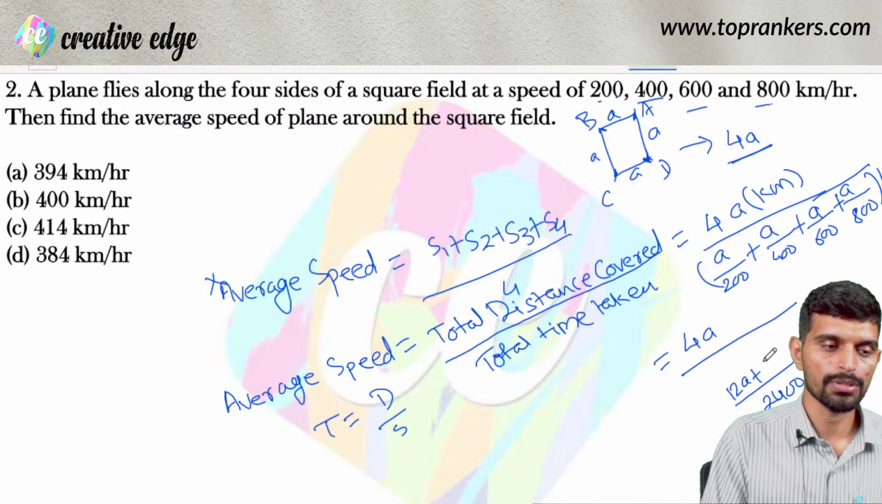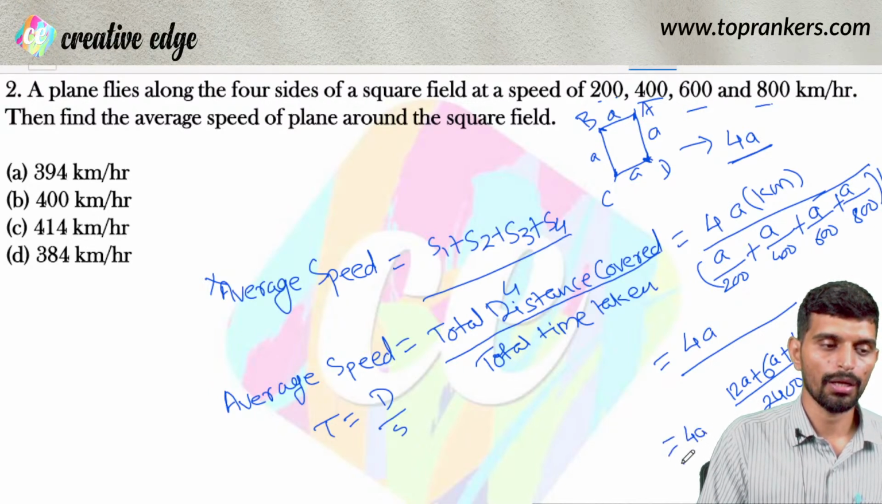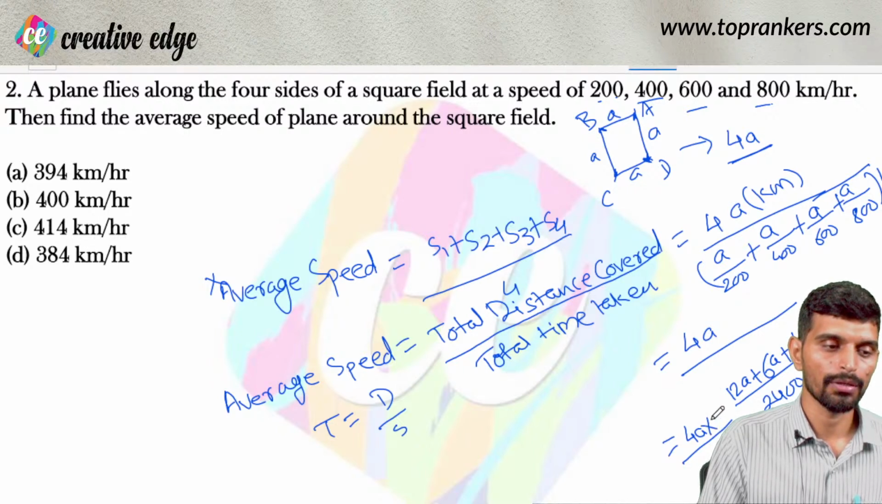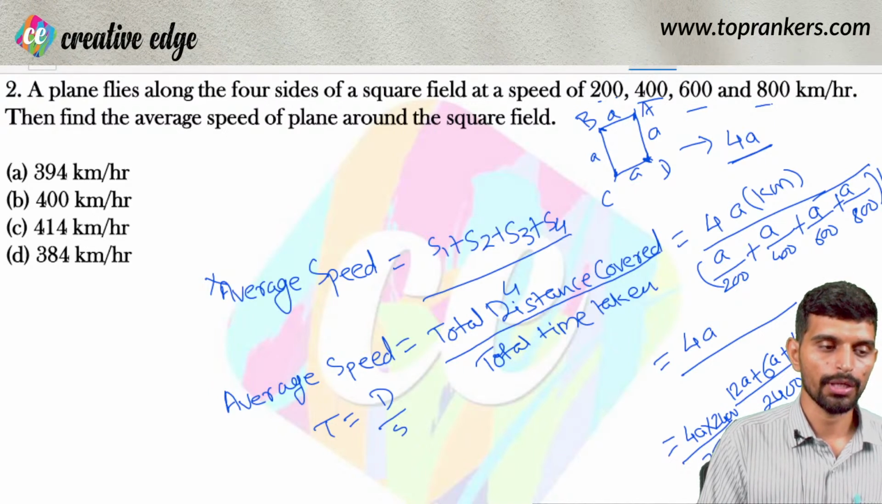Now 400 into 6, so this will be 6a. 600 into 4, so this will be 4a, and 800 into 3, that's why this will be 3a. So that is 4a upon 12 plus 6, 18 plus 4, 22 plus 3, 25, and this 2400 goes to numerator. So this is 2400 divided by 25a. So a gets cancelled and 4 into 24 into 100 divided by 25.